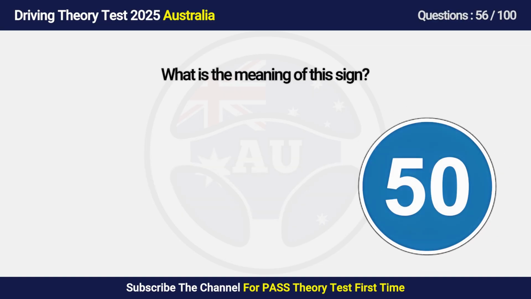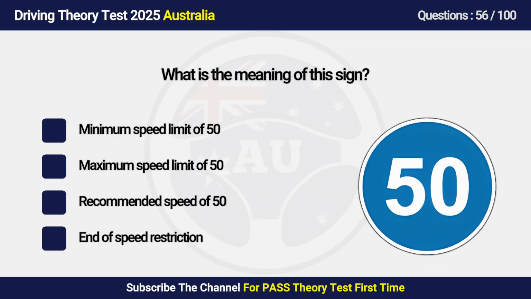Question 56. What is the meaning of this sign? A, minimum speed limit of 50. B, maximum speed limit of 50. C, recommended speed of 50. D, end of speed restriction.